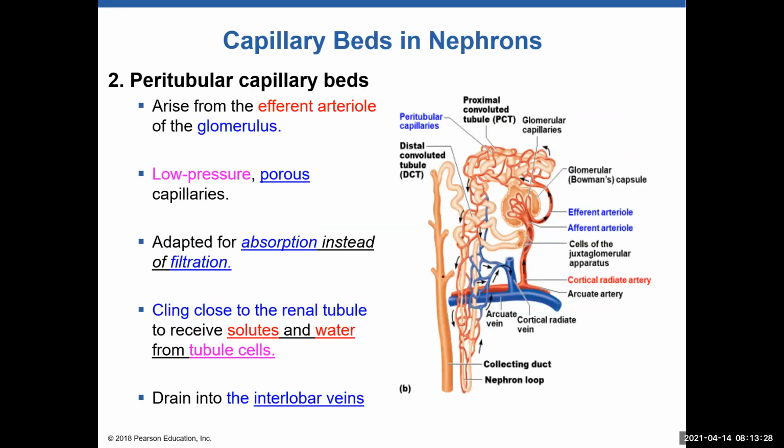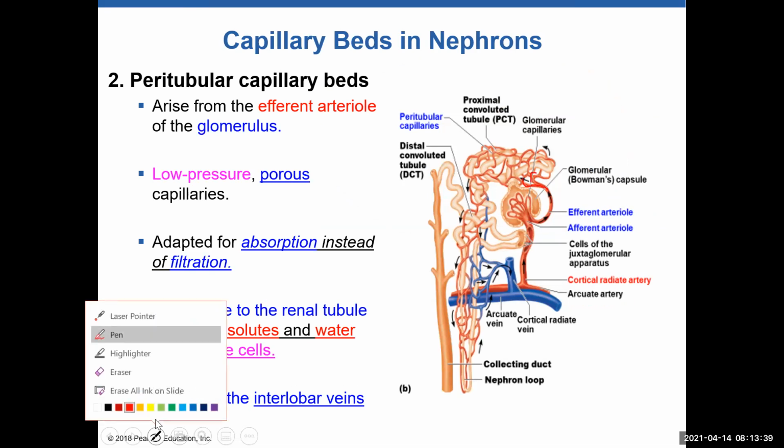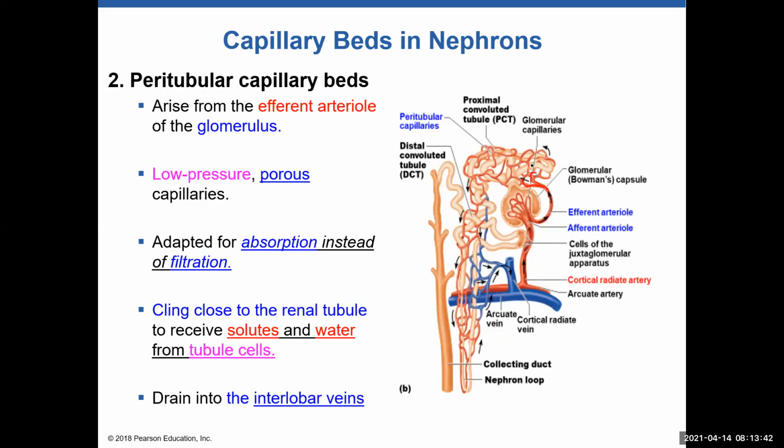Peritubular capillary bed. This is a capillary bed which you can find when the efferent arteriole comes out of the glomerulus. It gives rise to another capillary bed which is continuously hugging the whole renal tubule. This capillary bed is at very low pressure as compared to the glomerulus. They are also porous, and remember, they are not meant for filtration. They are mostly meant for absorption instead.